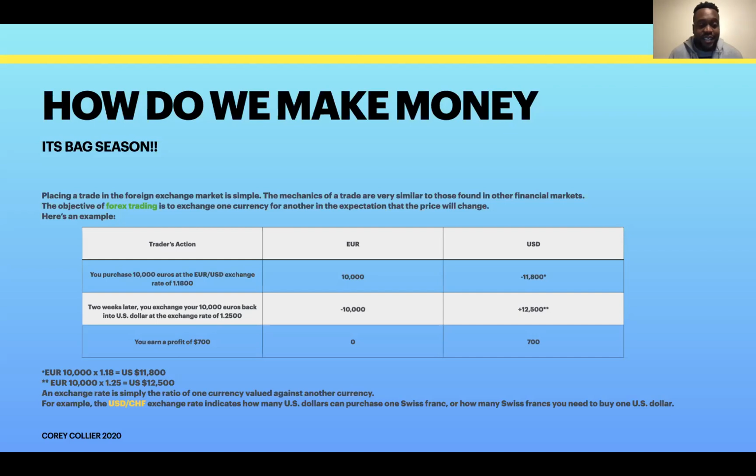An exchange rate is simply the ratio of one currency valued against another currency. What's up, Brian? For example, the Euro Swiss franc exchange rate indicates how many United States dollars can purchase one Swiss franc, and how many Swiss francs you need to buy $1, basically.